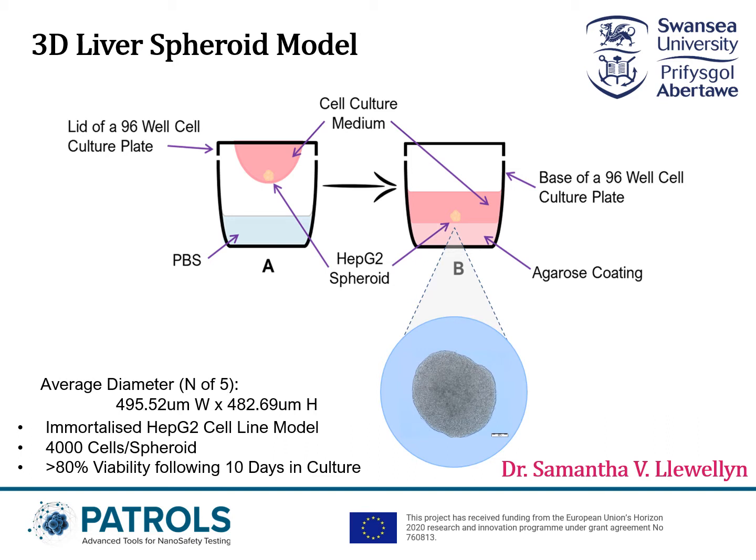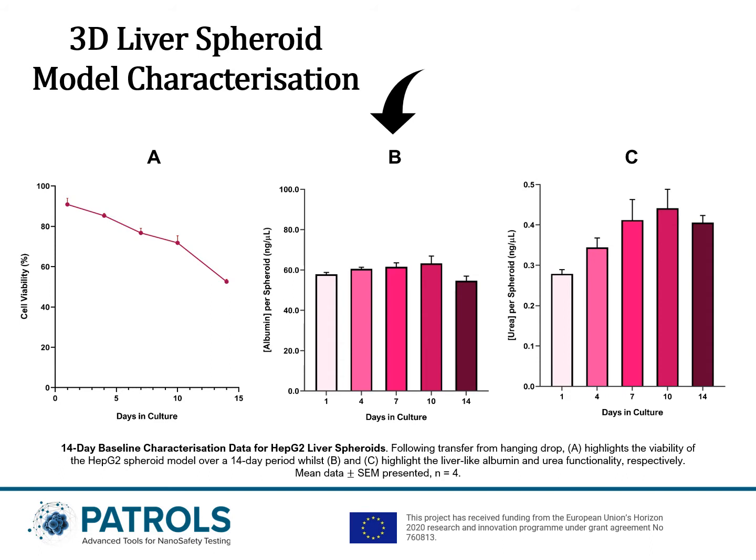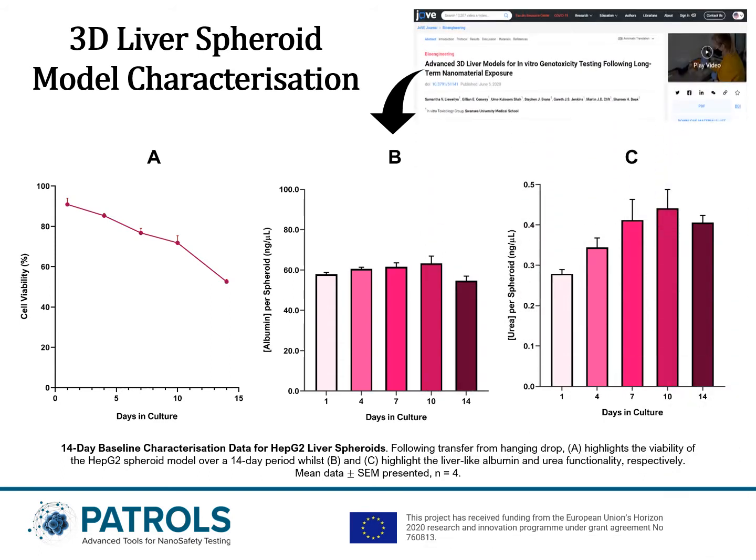So the aim of this work was to advance an existing 3D in vitro liver model and enhance the physiological relevance, improve the capability with toxicity endpoint tests, and develop a 3D model able to remain viable for 14 days in culture. So this was to allow for both acute, prolonged, and repeated nanomaterial exposure regimes to be evaluated. Once this HepG2 spheroid model was optimized, we fully characterized the model over a 14-day culture period and published the method in JoVE Journal last year.